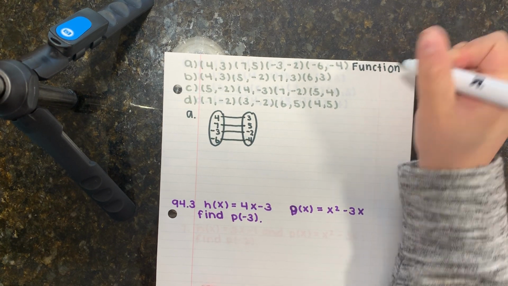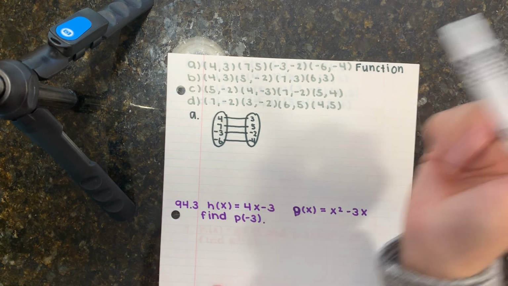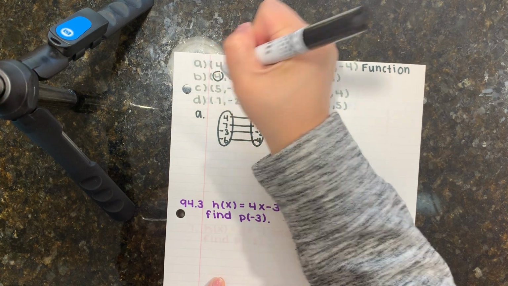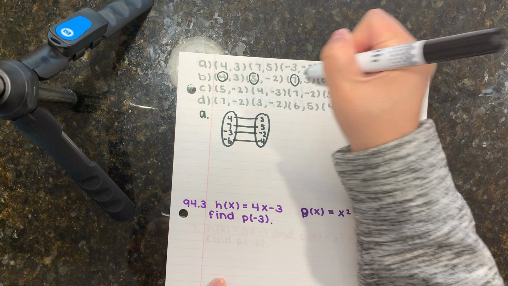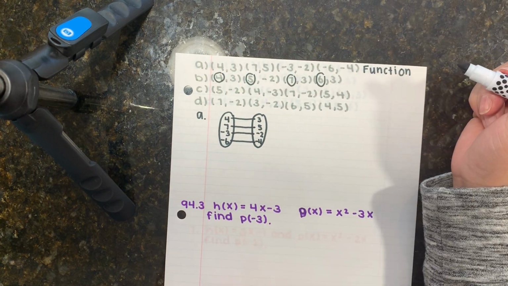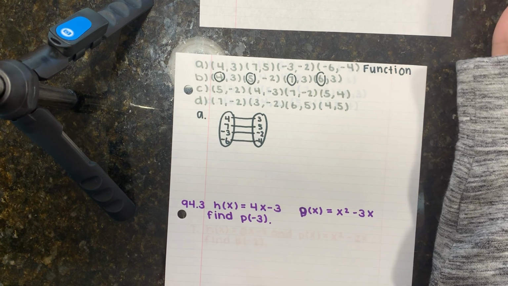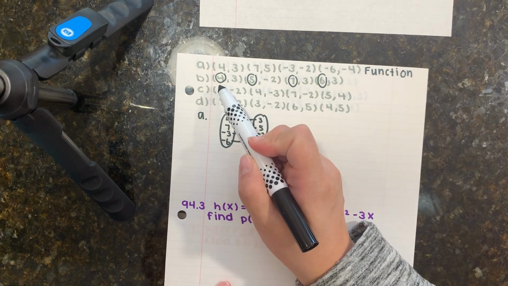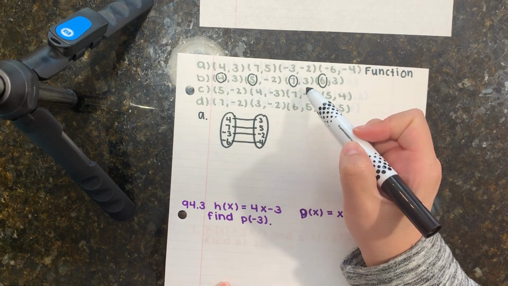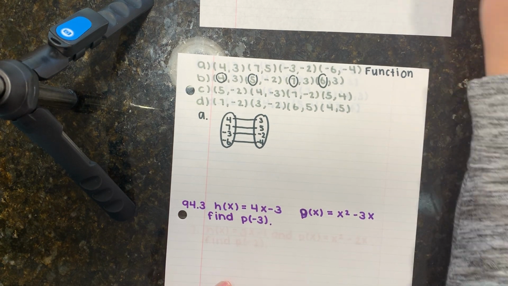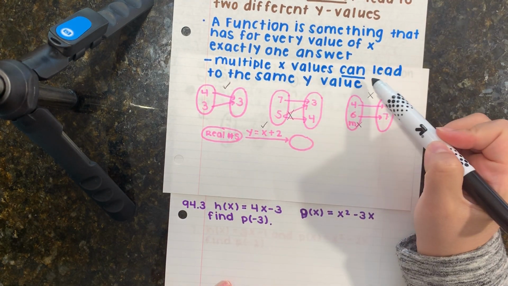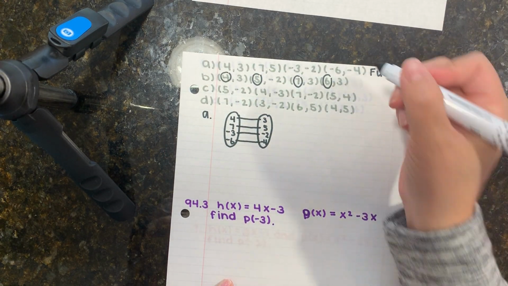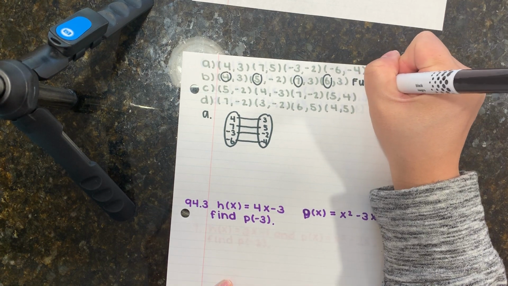Then I'm going to look at part B. Well, first off, let's look at all the x values. Well, first of all my x values are different. And remember, every x value has to have one y value, but multiple x values can lead to the same y value. So I have 4 leads to 3, 5 leads to negative 2, 7 leads to 3, and 6 leads to 3. But remember from this definition, multiple x values can lead to the same y value. Well, I have multiple x values leading to the same y value. So this one is a function.